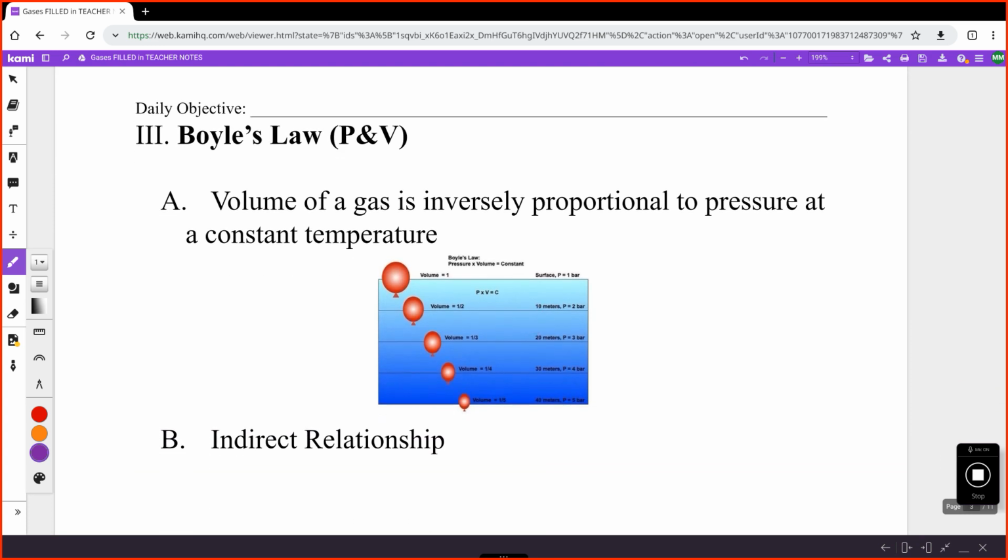Boyle's law is a little bit more maybe understandable without having to know what the molecules do. And what it says is that volume is inversely proportional to pressure if we hold temperature constant.